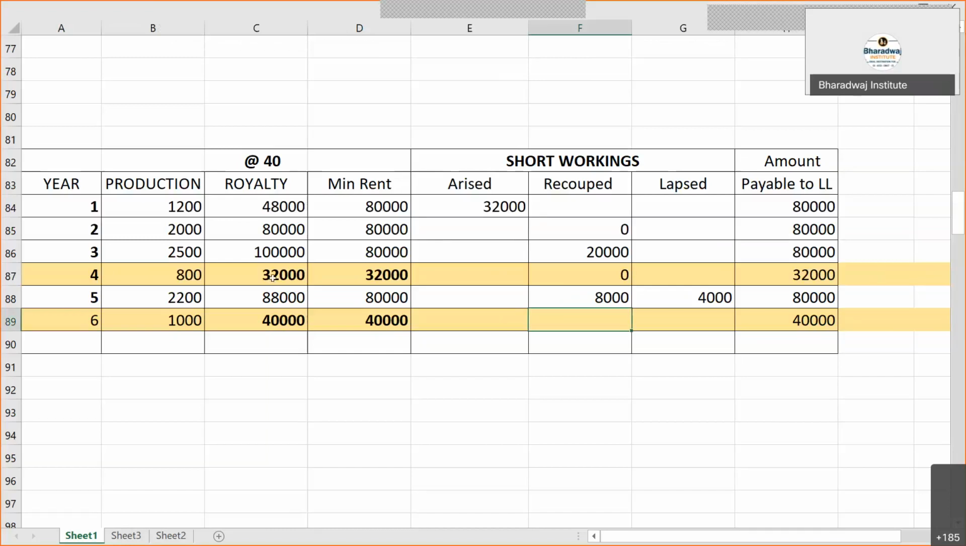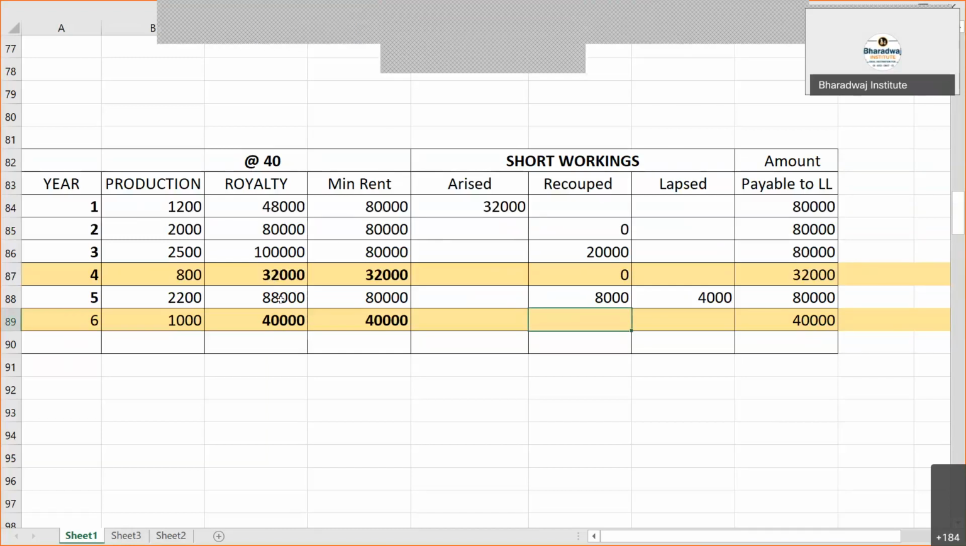See, when there's a strike in the fourth year, what is the production value? 32,000. That is taken as minimum rent because that is what is given in the problem. Sixth year also, the production value is 40,000. That is taken as the minimum rent. Why? Because it is given in the agreement.